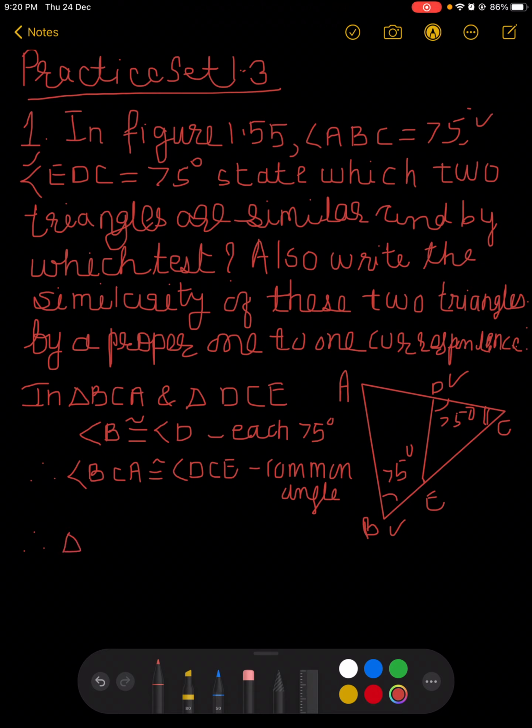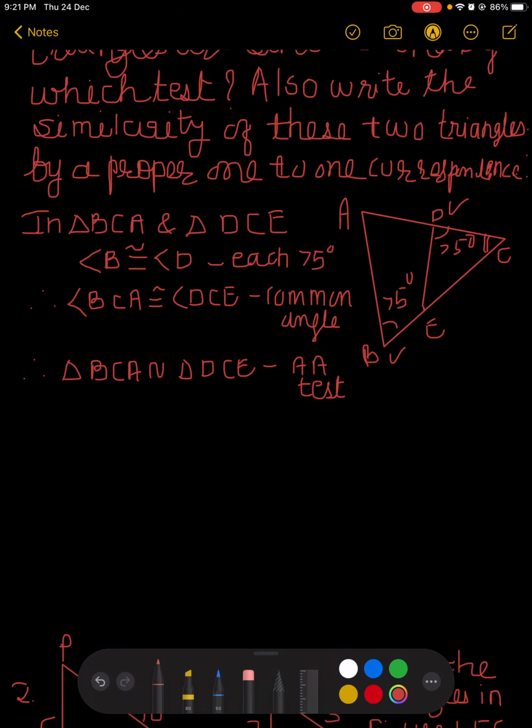And further we state triangle BCA is similar to triangle DCE by the test called AA test, because two pairs of angles are congruent here. Hence the triangles are similar. And now it will be easy to state one-to-one correspondence between the two similar triangles. The one-to-one correspondence means the proper pairing of vertices which gives us the similarity relation between the two triangles.